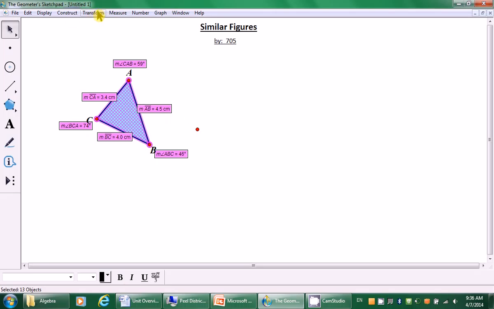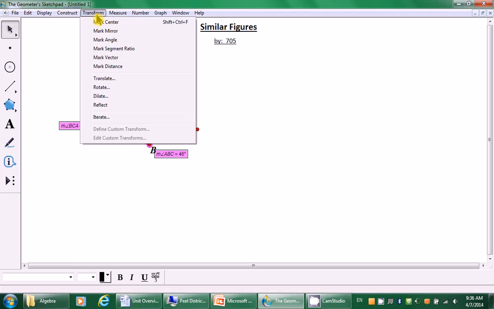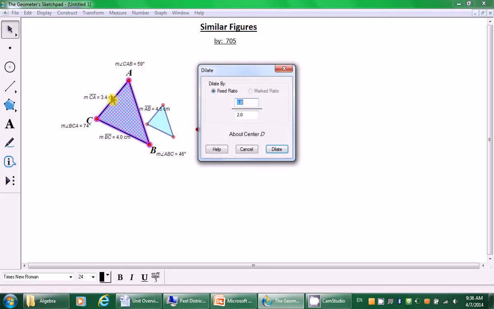Okay. So I want to highlight my triangle, but don't highlight the point. I want to go to Transform, and I want to go to Dilate. Dilate by fixed ratio, and in the numerator I want you to type in 2, and in the denominator I want you to type in 1. So this is a fraction of 2 over 1. In other words, a scale factor. We call it a scale factor of 2 to 1, or a scale factor of 2. Alright, let's click Dilate.